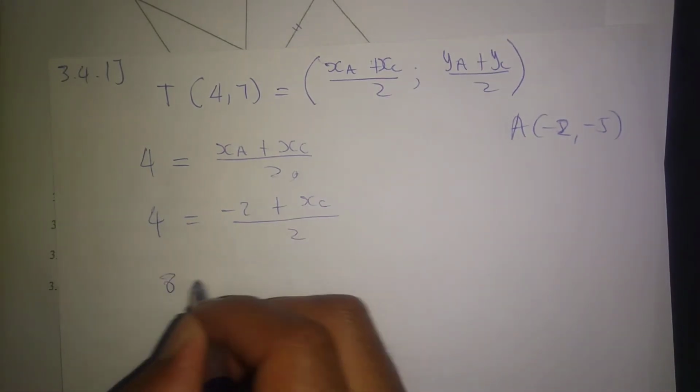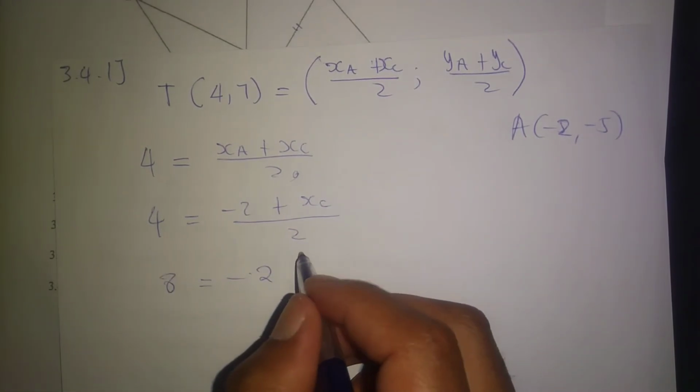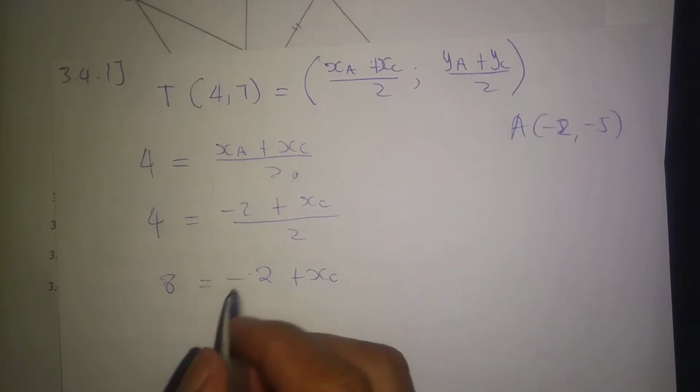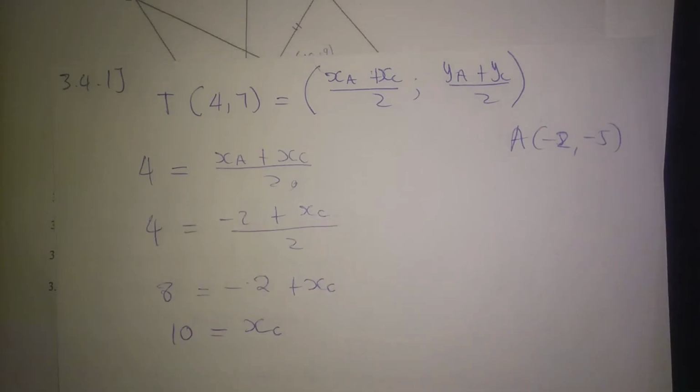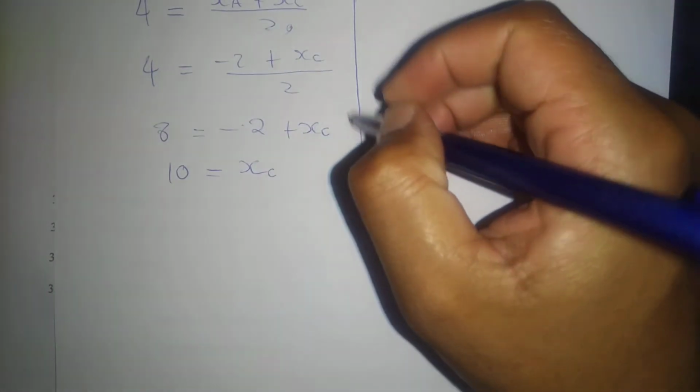Cross multiply, it's 8 equals minus 2 plus XC. Transpose, it's 10. So it's XC. The x coordinate of C is 10. Okay.